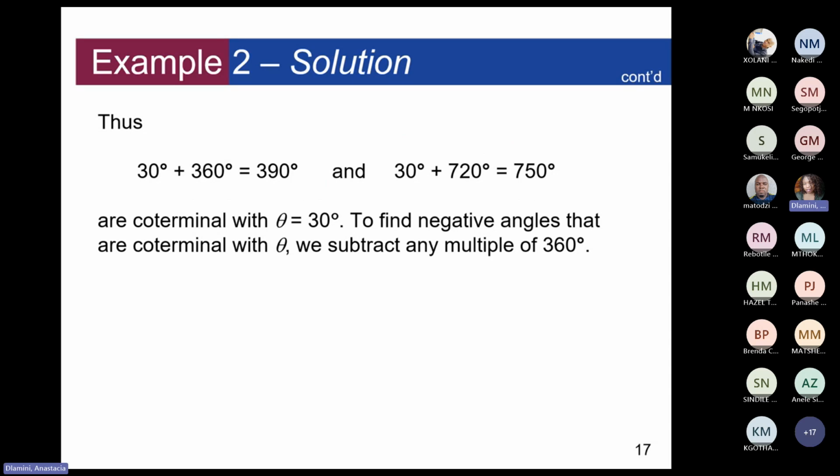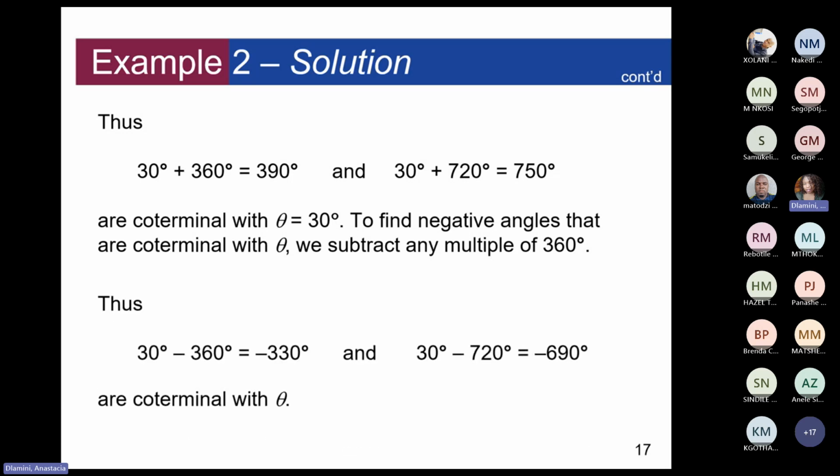Then we get, do you see that someone can decide to move once and get 390? Someone can decide to move twice and get 750. Our coterminals with theta equal to 30 degrees. To find the negative angles that are coterminal with theta, we subtract any multiple of 360. That is what we said, 330 degrees and negative 690 degrees, meaning that for negative 690 degrees, they move twice in a counterclockwise direction.